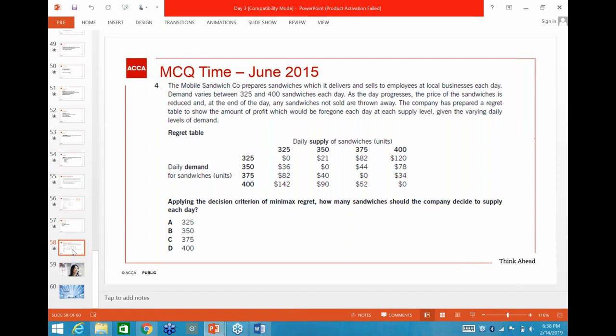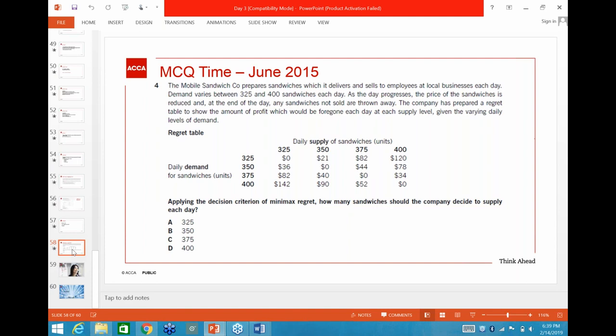The company has prepared a regret table. So they have made the regret table for me. I don't have to go through that torture of making that regret table. It is a table to show the amount of profit foregone each day at each supply level, given the varying daily levels of demand. So they're giving you supply horizontally, demand vertically.